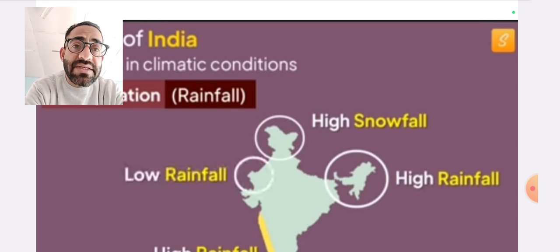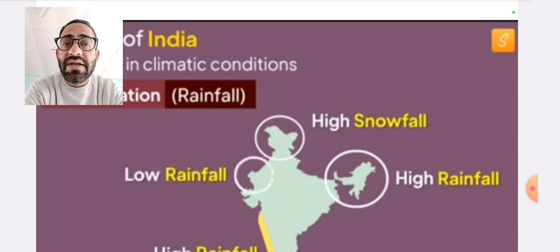There are some states in India, again the westernmost state of India, Rajasthan, as I have already mentioned in detail, where there is scarcity of rainfall. There is scarcity of water because the climatic conditions are very hot and evaporation is high there. So this area has very low rainfall during winter season.